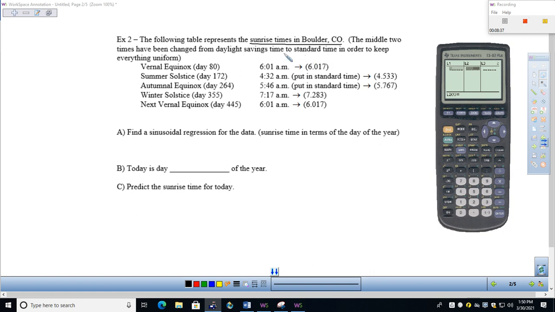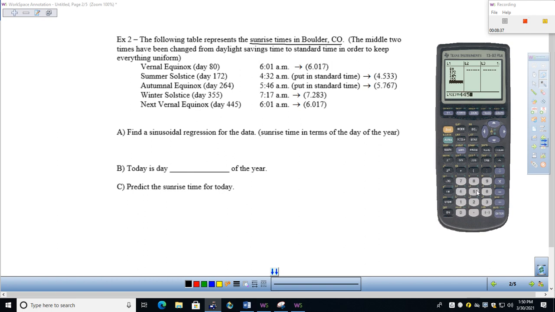Sunrise times represent the dependent variable. Those will go in L2, by the way. The day of the year would represent the independent variable, and so those will go into L1. So I've got 80, the 80th day of the year, and then 172. Let's get that a little better there, 172. There we go. And you guys are sure quicker than I am with this stuff.